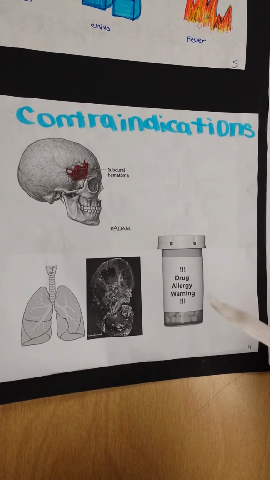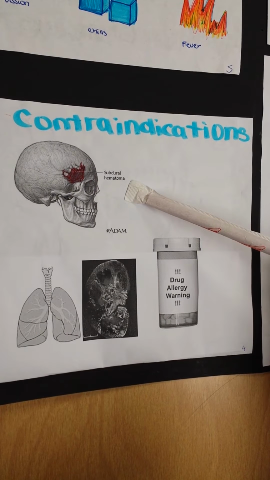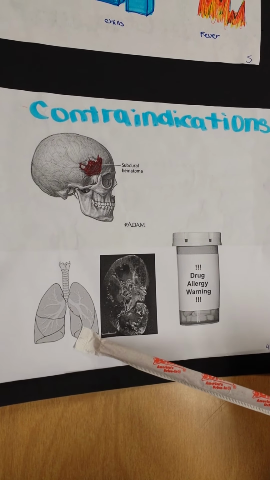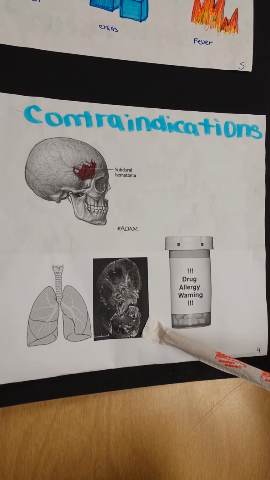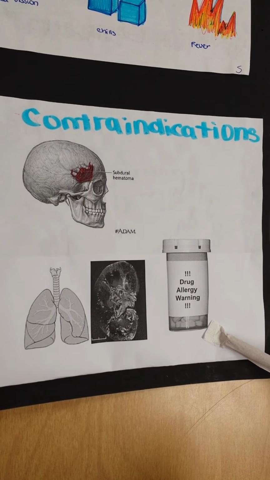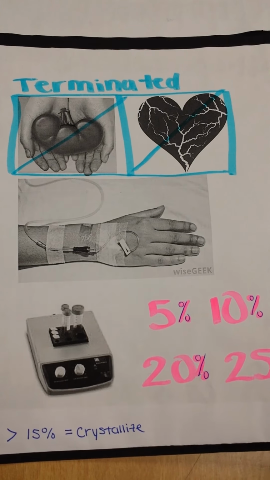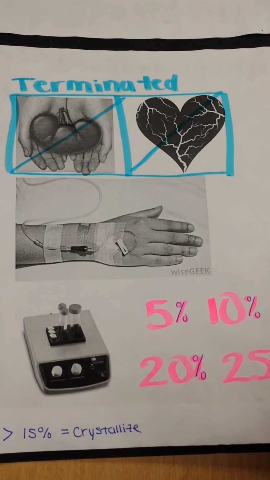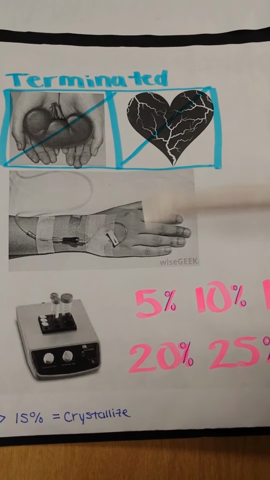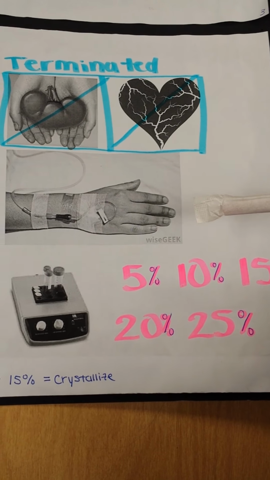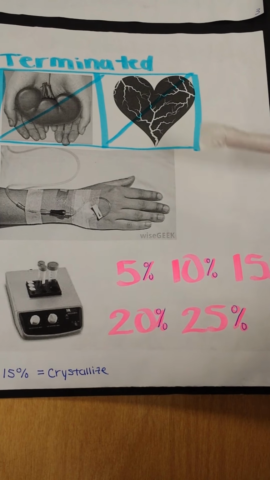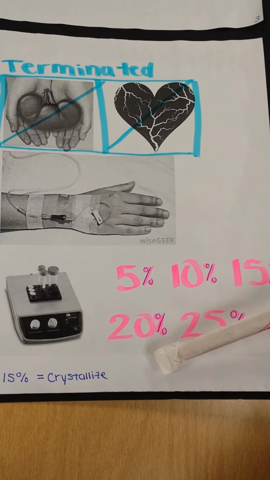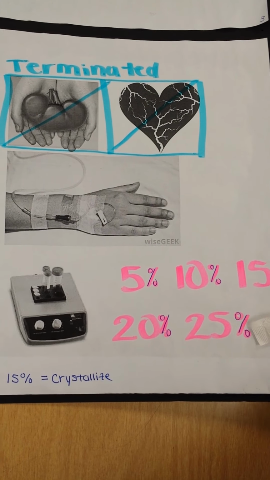Contraindications: it should not be used in active intracranial bleeding, pulmonary edema, severe renal disease, and in drug allergies. Treatment is terminated if renal or cardiac impairment develops. Administration is IV through a filter, available in 5, 10, 15, 20, and 25%.